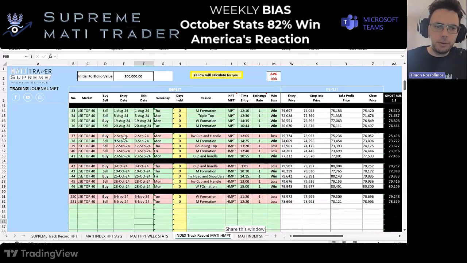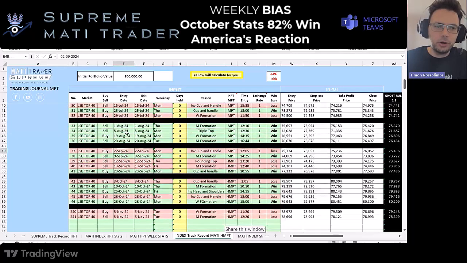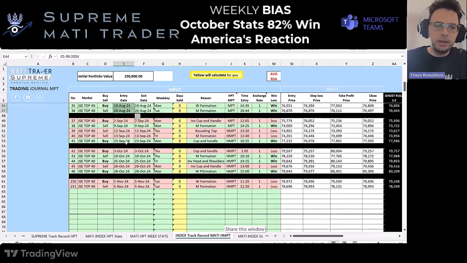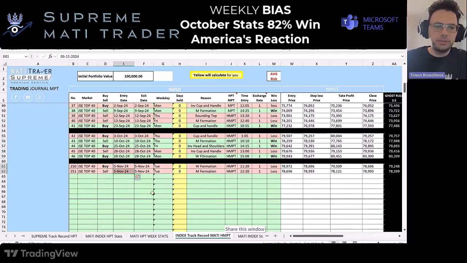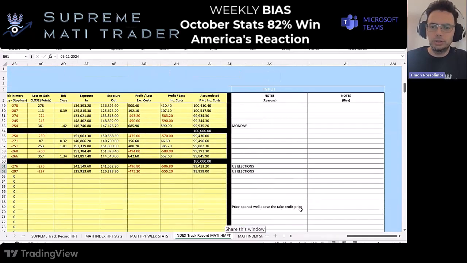So you can see from September, there were more reds than greens. In August, we had 4 winners. In October, we had 3 winners, 2 losses. In November, yesterday, we had 2 losses because it was elections.